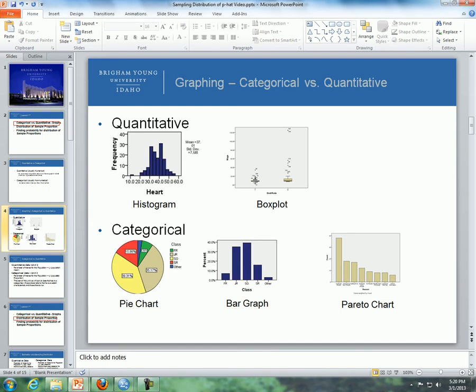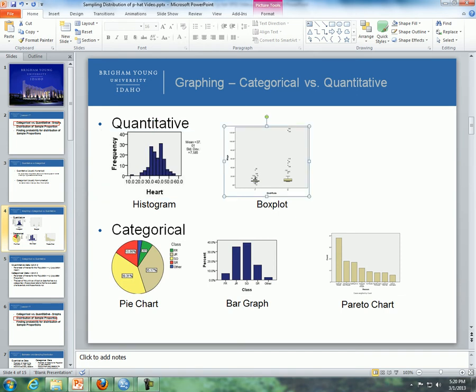Okay, so now here are the different types of graphs that you can do with categorical versus quantitative. Back in what we dealt with in units 1 and 2, we dealt with histograms, and here's an example of a histogram. And then box plots as well, so we can view quantitative data with both of these types of graphs.